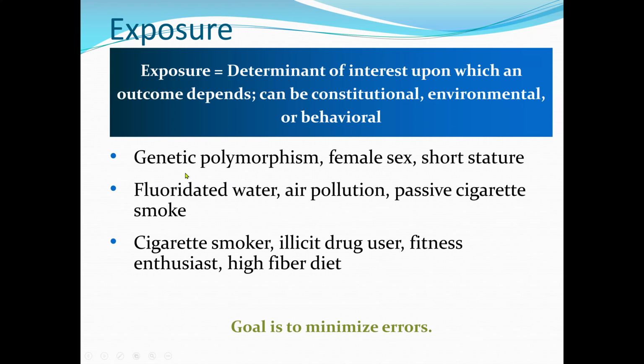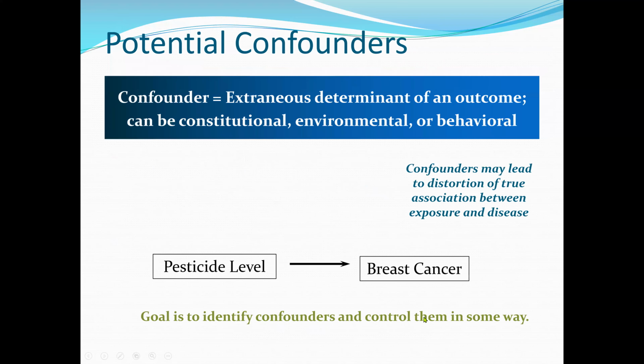So again, exposure can be genetic polymorphism, female sex, short stature. And also we have fluoridated water if we are exposed to it, or air pollution. What will be the outcome? Passive cigarette smoke, or cigarette smoker, or illicit drug user, also a fitness person, or high fiber diet. So these can all be exposures. Again, the main goal here is to minimize errors.